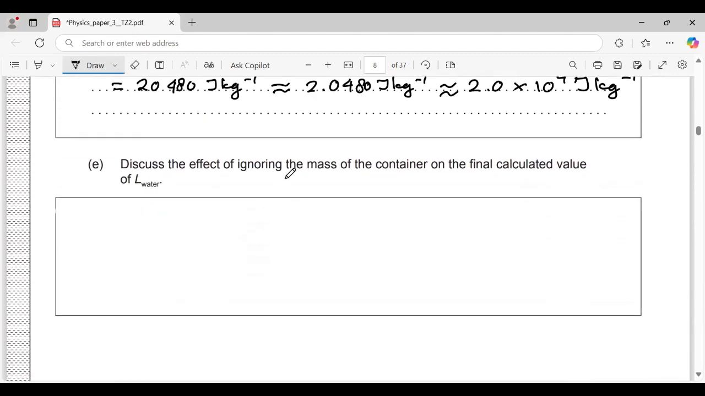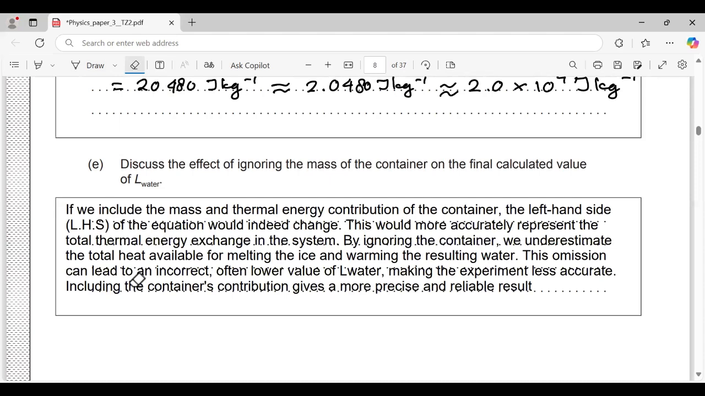Discuss the effect of ignoring the mass of the container on the final calculated value of L water, the specific latent heat of fusion of water. I have an explanation about this question. You may copy it, or you may add something about your own opinion into this explanation.